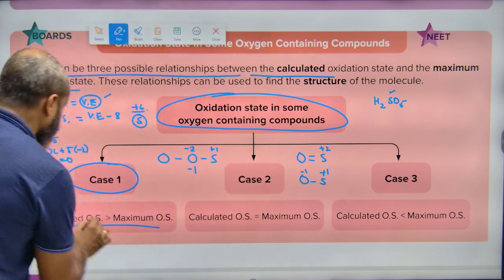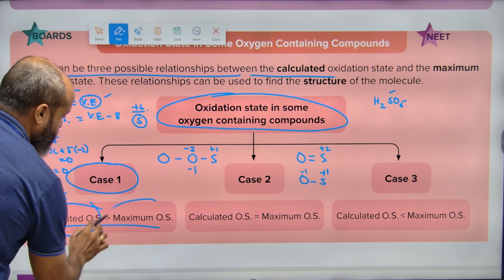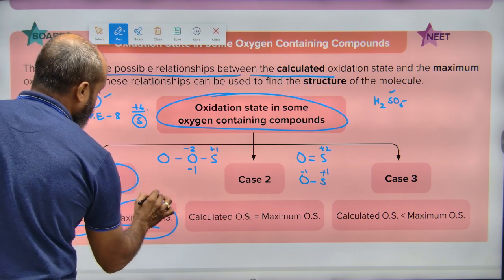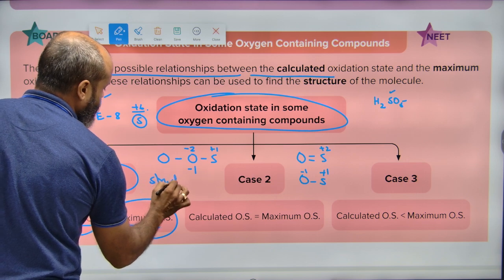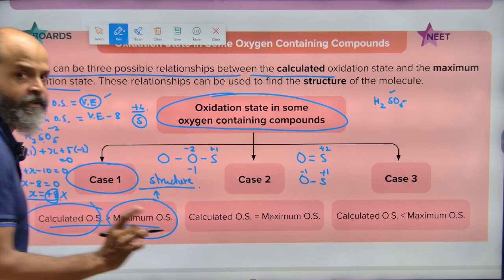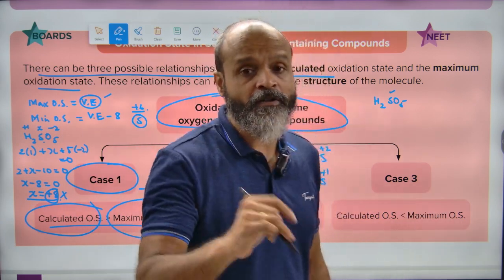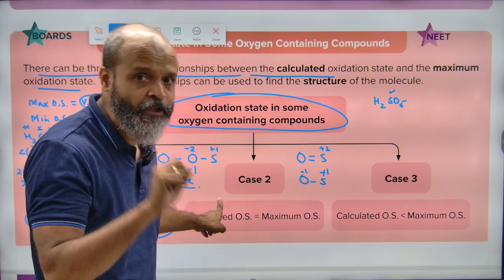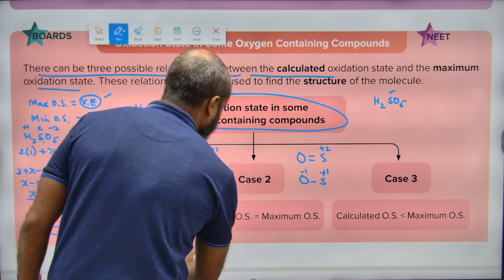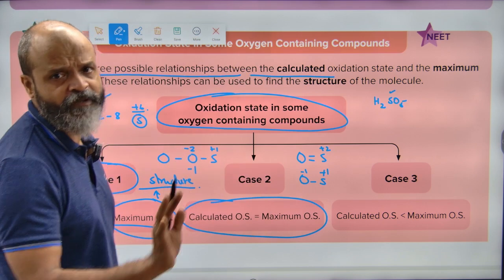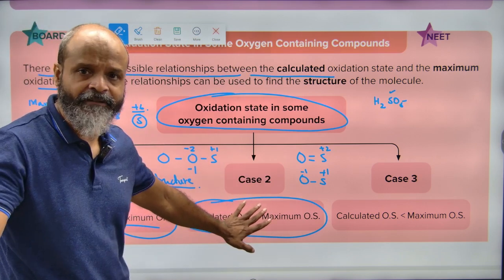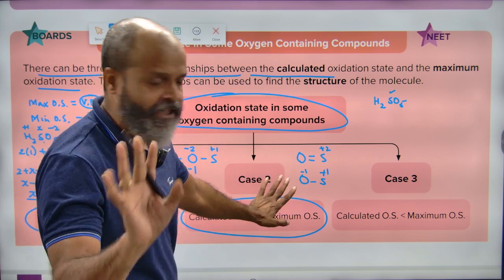So if the calculated oxidation state is greater than the maximum oxidation state, then we will have to redesign the structure in such a way that there will be peroxide linkages, because of which the oxidation state of oxygen will go lower. Then, if the calculated oxidation state is equal to the maximum oxidation state, which is absolutely fine, we will leave it the way it is.